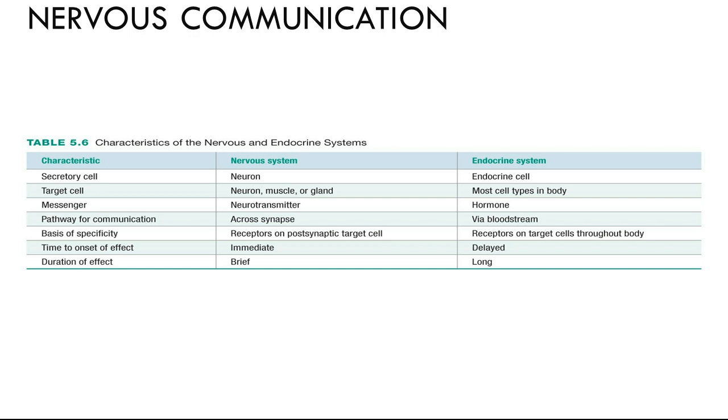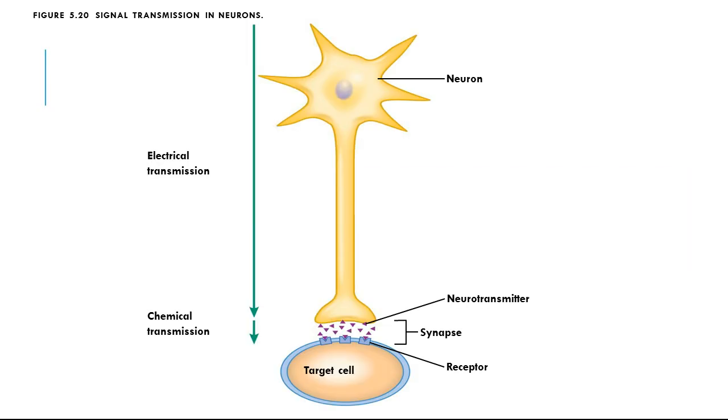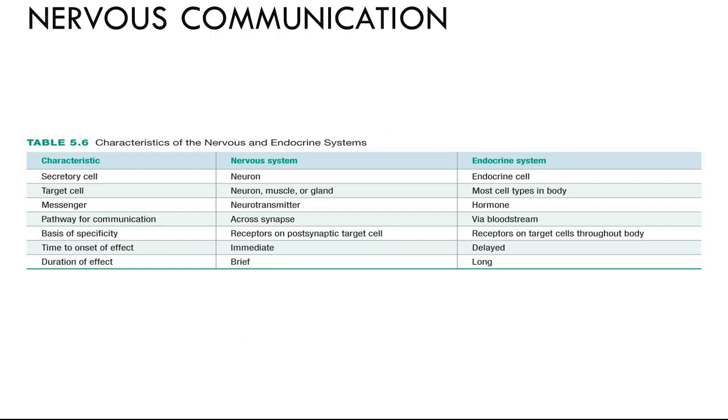What questions do you have over these broad differences between the two systems? What was the slide you had before that one? Figure 5.20. Again, the brief comparisons in table 5.6 will be elaborated on for the next 3 weeks on the nervous system, and then 2 weeks after that on the endocrine system.